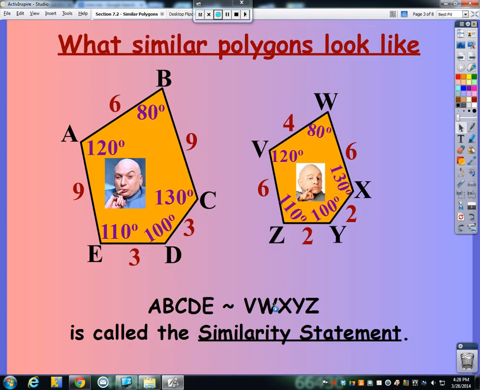So what do similar polygons look like? Here's an example. I picked two pentagons. I have one pentagon here that's larger than the other.